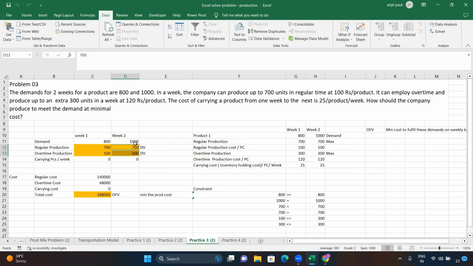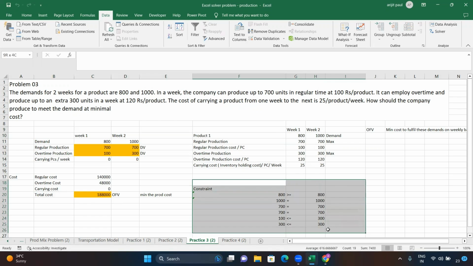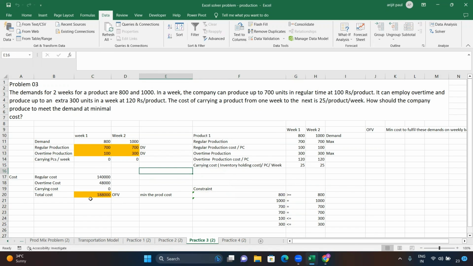Okay, and what is the minimum cost that we are generating? This is the minimum cost that we are generating if we follow this production plan by considering all these constraints. Okay, so this is the minimum production cost, and this is the production plan based on these constraints.